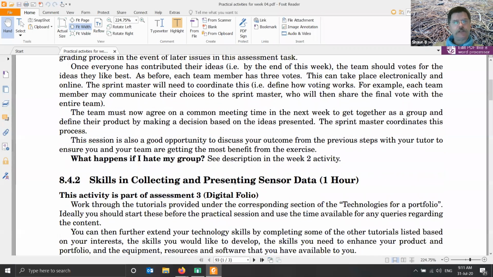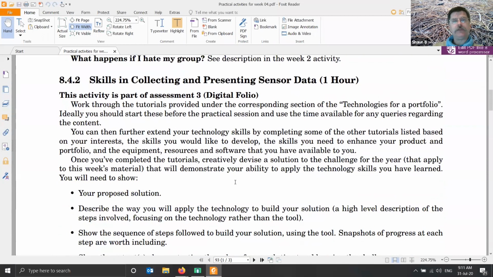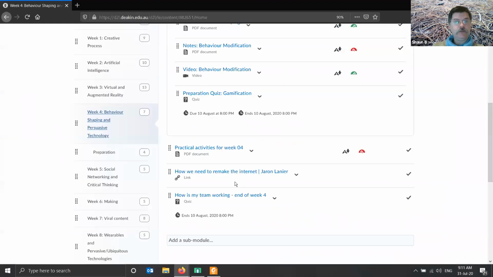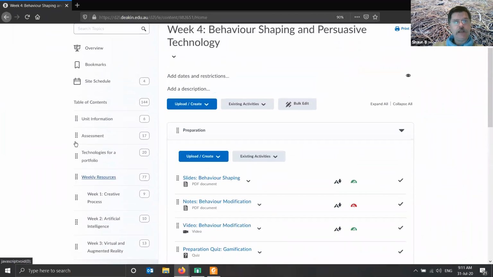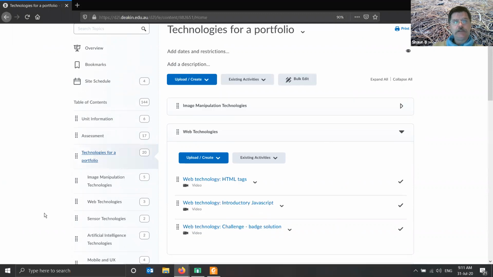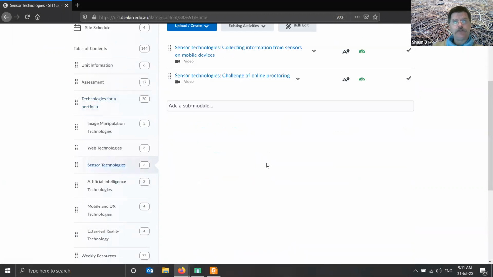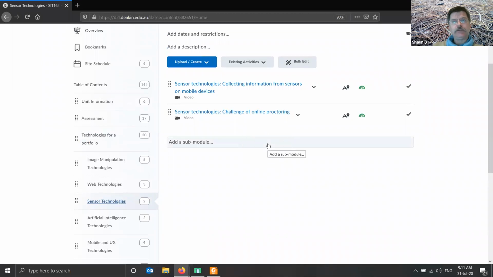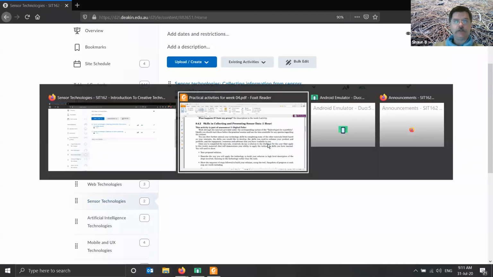And talking about the skills development, the next skills development tutorial is available as well. So this one is going to be focusing on using sensor data. And once again, there are a range of materials provided to you under the Technologies for Portfolio section on the unit site. This week, there are videos related to the use of sensor technology and how to collect that. And again, an example of how to address a particular challenge using this technology.